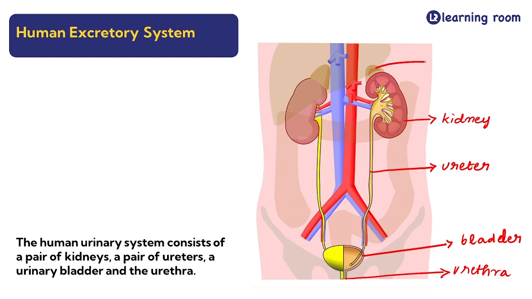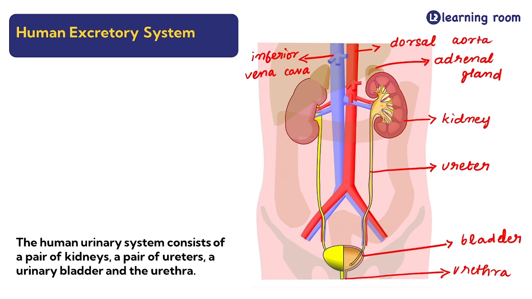This structure that lies atop of the kidney is the adrenal gland. This large vein here is what we call the inferior vena cava, and this is a branch of the dorsal aorta. The projection of the blood vessels that you see here feeding each kidney are called the renal veins and the renal arteries.